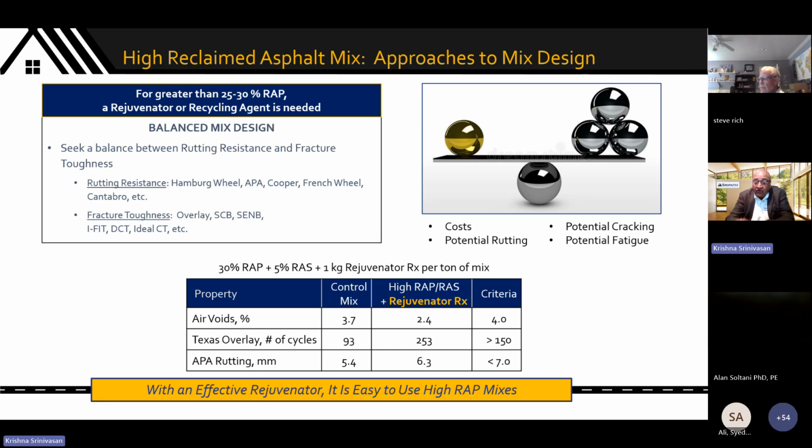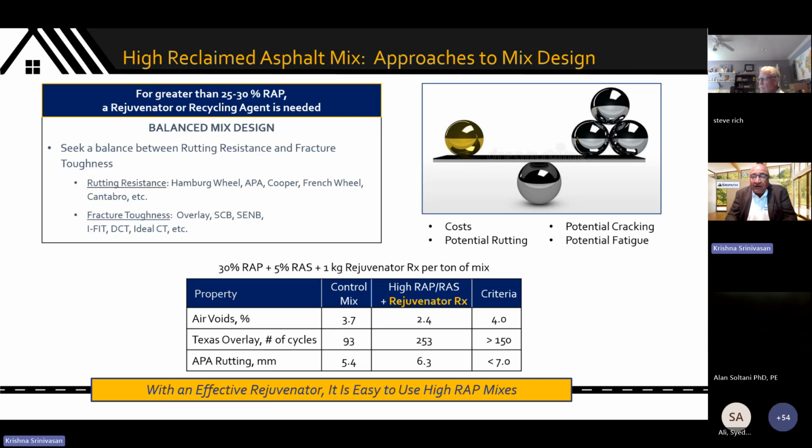You're looking, as I said, at two competing properties. Here, they have selected Texas overlay as their measure of fracture toughness, and they have selected APA rutting as a measure of their rutting resistance. So this is the control mix properties for the Texas overlay and control mix properties for the APA rutting without rejuvenator. And this is the one with rejuvenator. In this case, 1 kilogram per ton of mix. And you can see this is very satisfactorily meeting both your properties. So this is a practical example of how you would employ balanced mix design in real life.